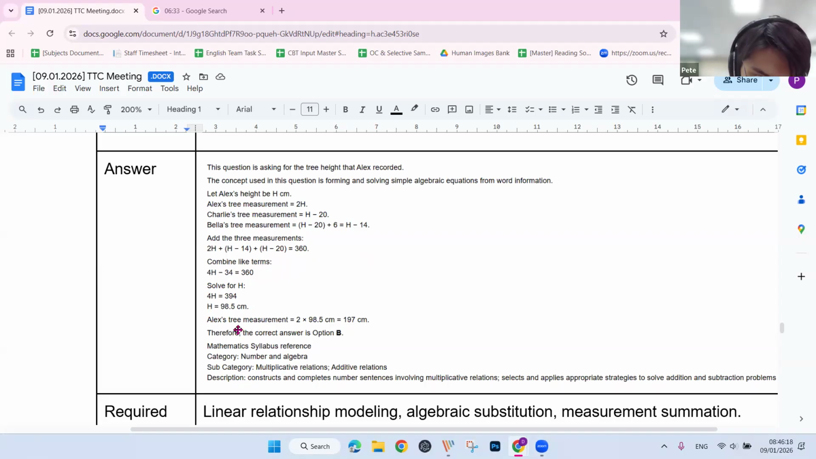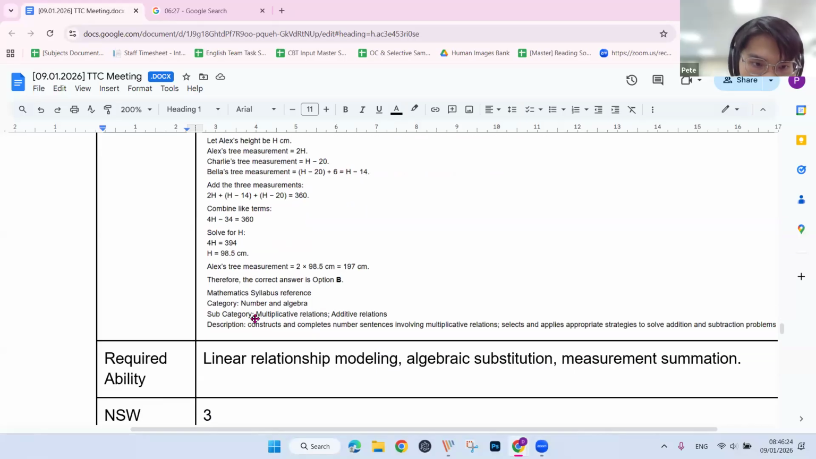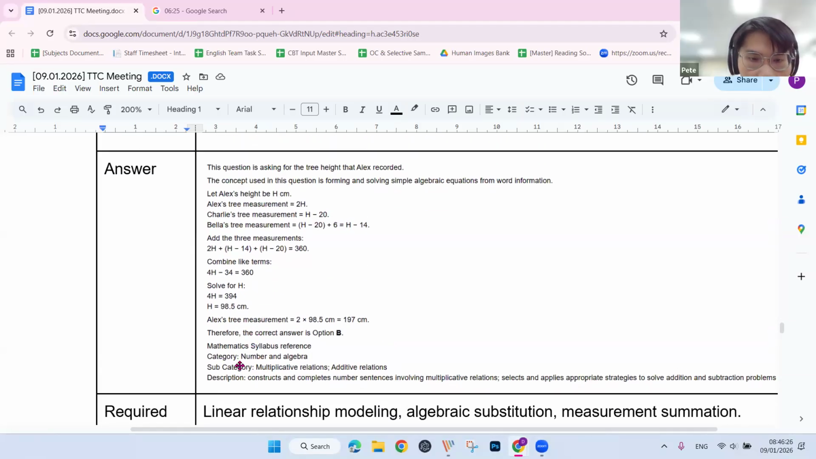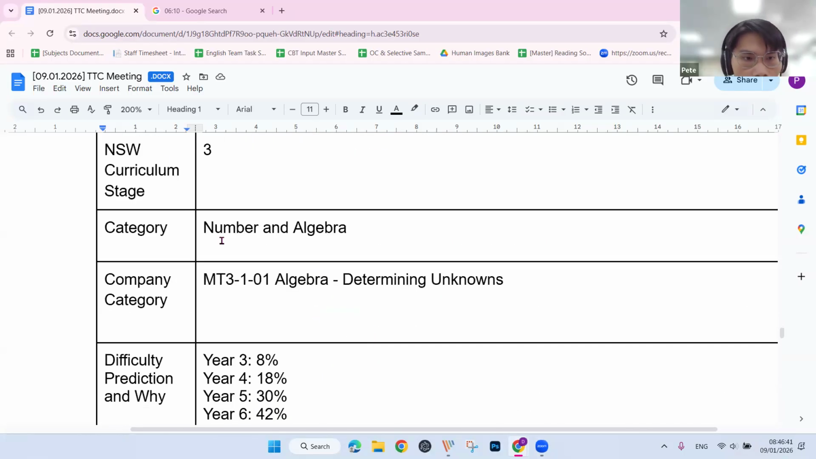So we have this equation: 2h plus h minus 14 plus h minus 20 equals 360. Solving this to find h, which is Alex's height, we have h equals 98.5 centimeters. Alex's tree measurement is twice his height, so 98.5 multiplied by 2 would be 197 centimeters. So the correct answer is option B. The category is MT3101, algebra, determining unknowns.